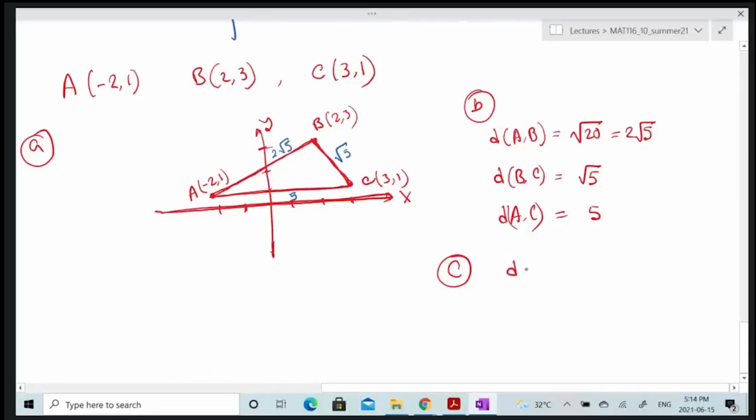So we have to show that AC square is going to be equal to AB square plus BC square, and you can already see that AC square is 25.